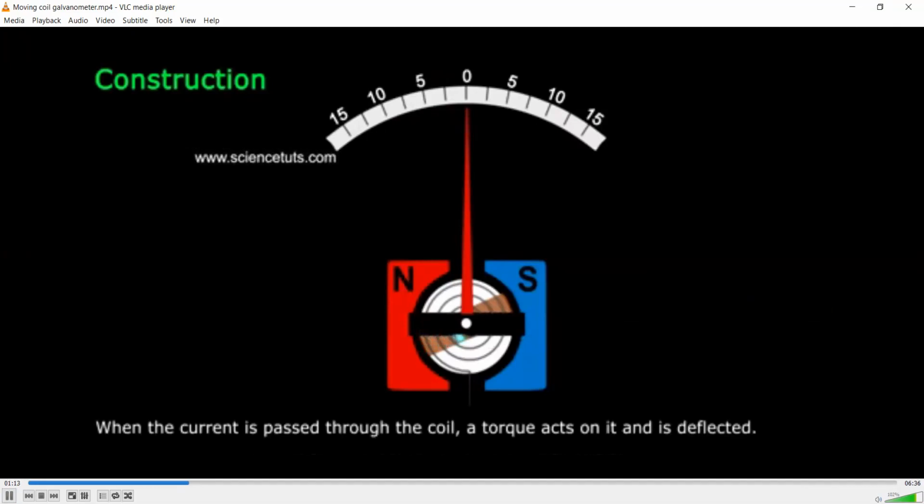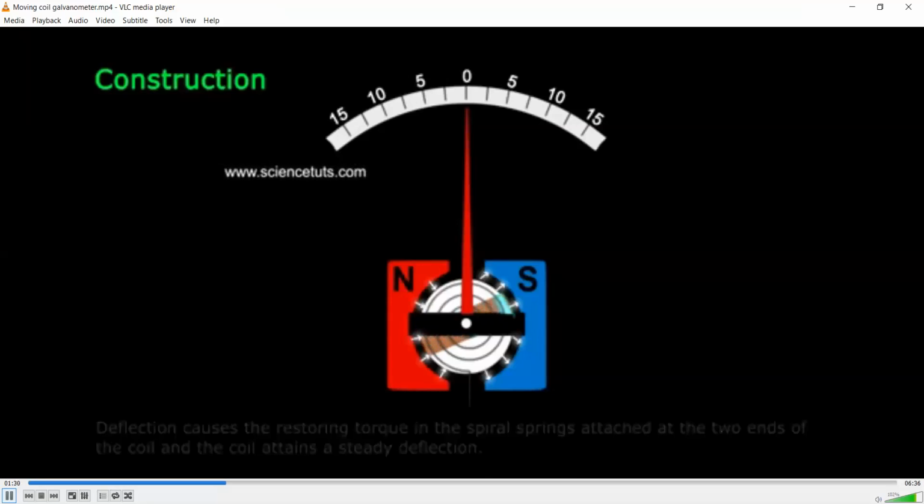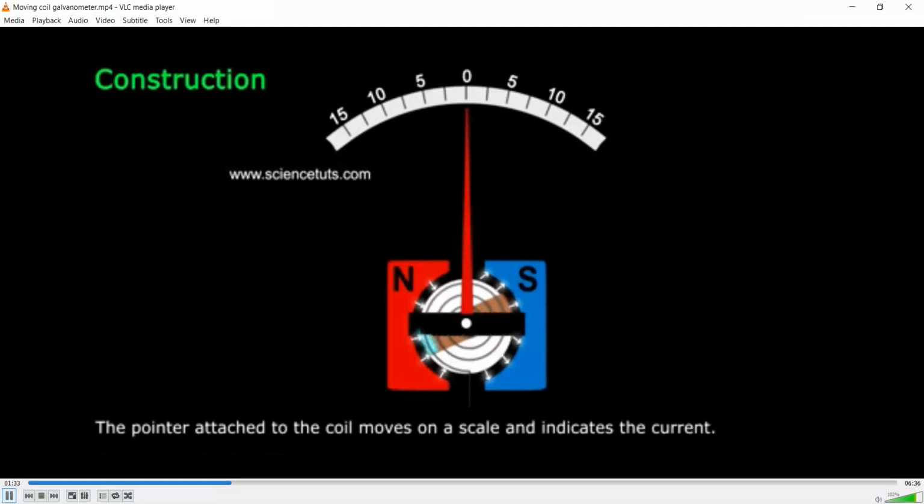When the current is passed through the coil, you're able to see that green color line which passed. So when the current starts flowing, this coil will start rotating. When the coil starts rotating, what is connected to the coil? This pointer, no? This pointer will also start rotating. A torque acts on it and it is deflected. This deflection causes a restoring torque in the spiral springs attached at the two ends of the coil, and the coil attains a steady deflection. The pointer attached to the coil moves on a scale and indicates the current.